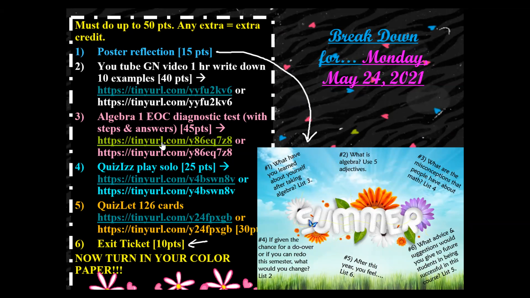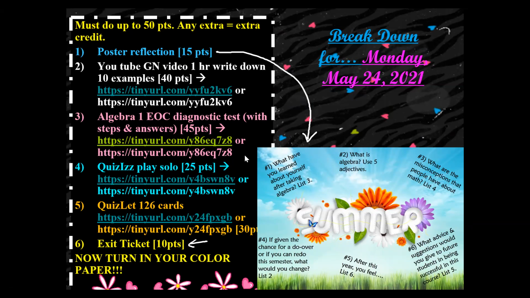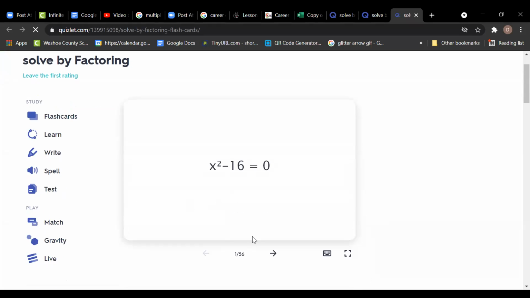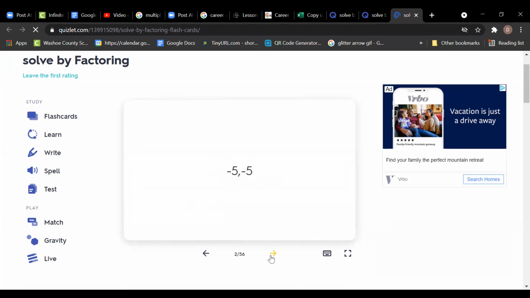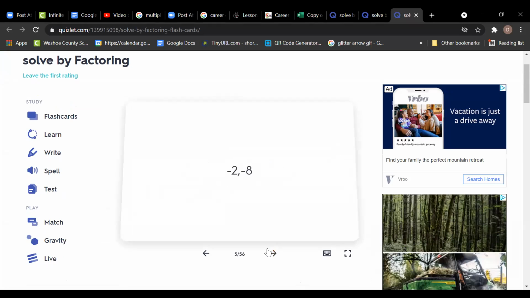Okay, so you're going to go over to this Quizlet, which is right here with this tiny URL. Once you are there, this is what it looks like. You are going to pick any 10 questions here and then practice with them. Answers are on the back.